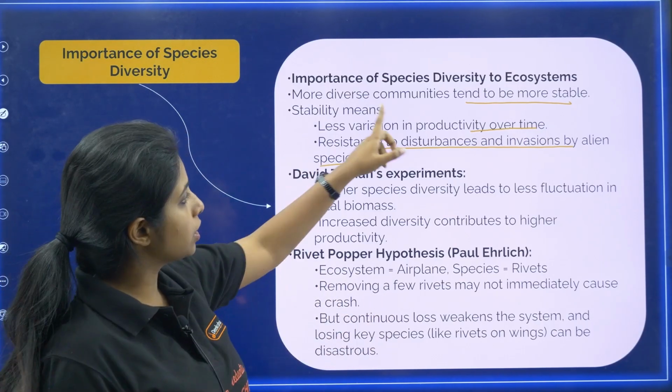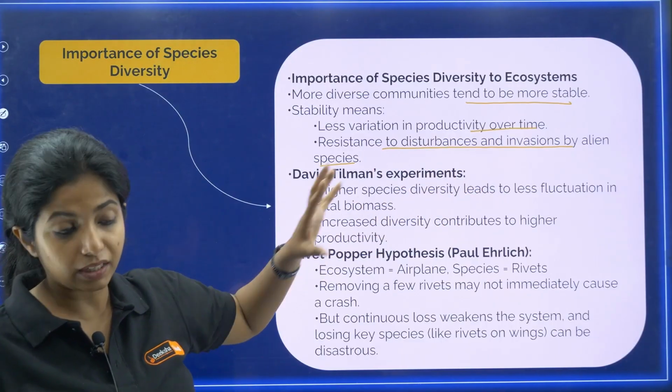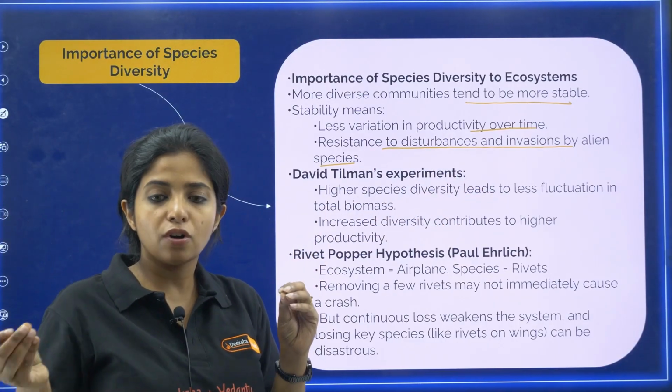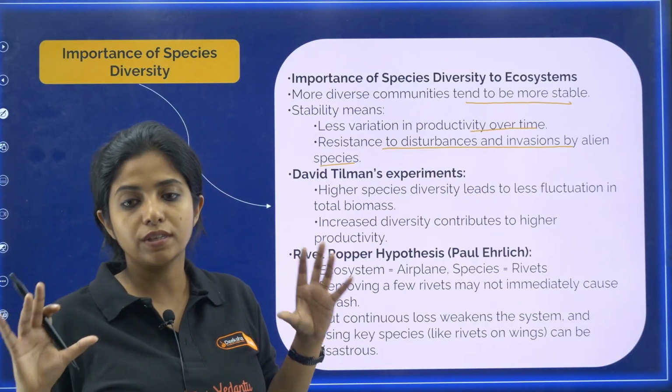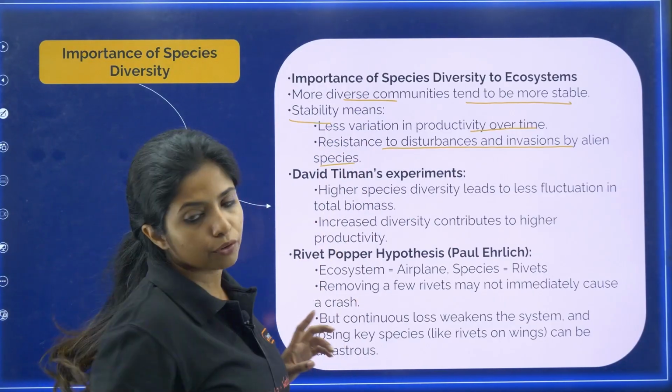So less variation in productivity over time and resistance to disturbance as well. It is going to show resistance to disturbance. Small things cannot bring disturbance to them if they are stable. So more diversity means you're giving them more stability.